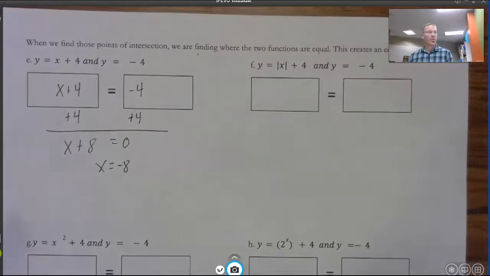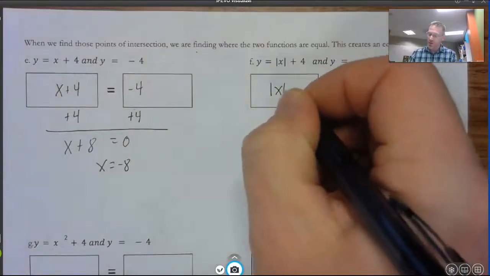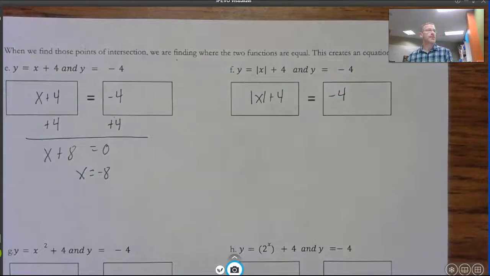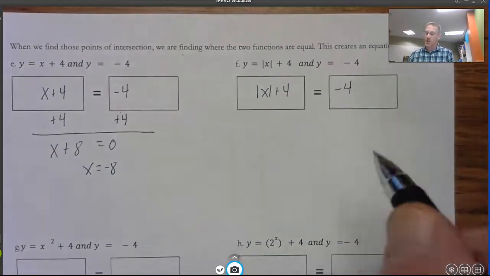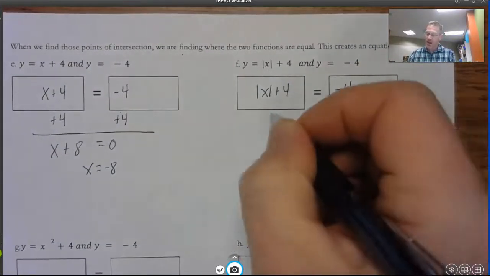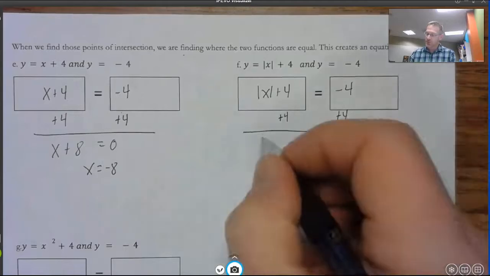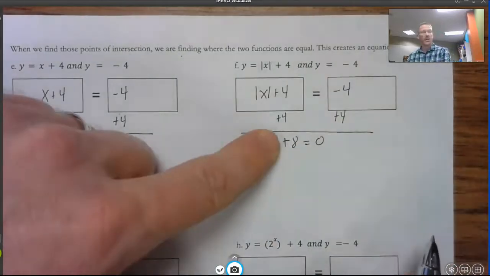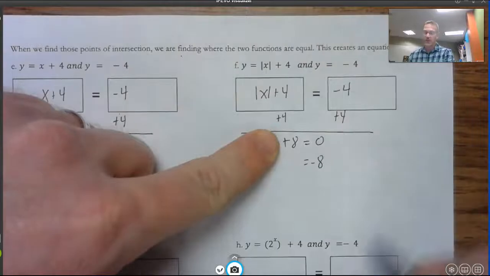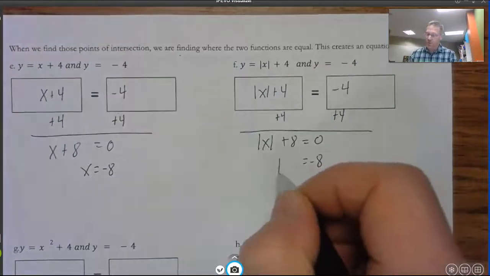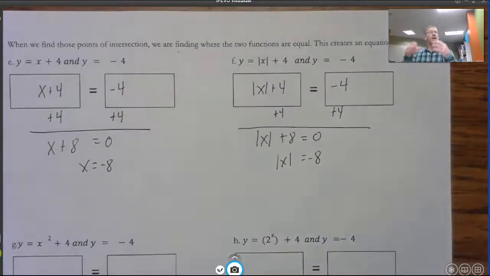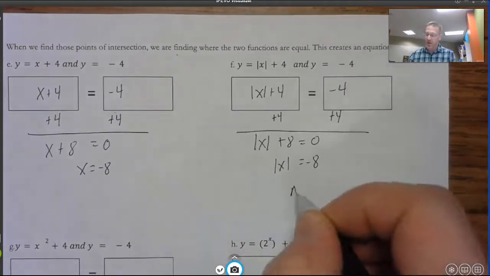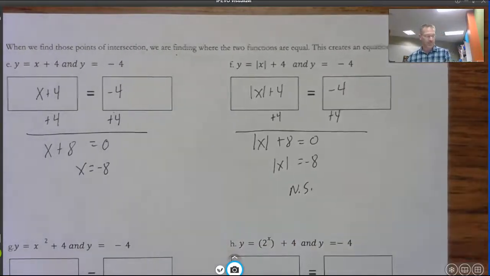All right, now moving on. Looking at our other equations, absolute value of x plus 4 equals negative 4. So once again, if we're going to make this 0, I'm going to add 4, and I'm going to add 4. So the absolute value of x plus 8 is equal to 0. Now, what plus 8 is 0? Negative 8. So now, here's where the no solution comes in with just equations. We know an absolute value can't be equal to a negative, so this is the no solution part.